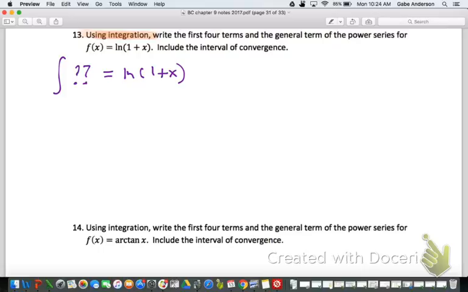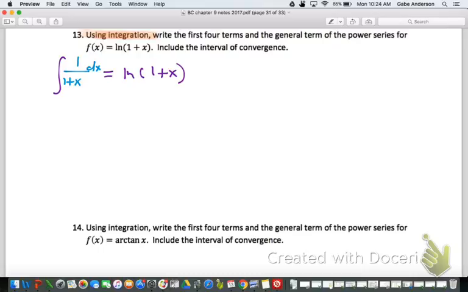1 over 1 plus x, a fraction, yeah. So knowing what I know from old stuff here, I know for sure that if my integrand here was 1 over 1 plus x, then I would have exactly what I want. So then the next question becomes, how on earth am I supposed to figure out the series for 1 over 1 plus x?